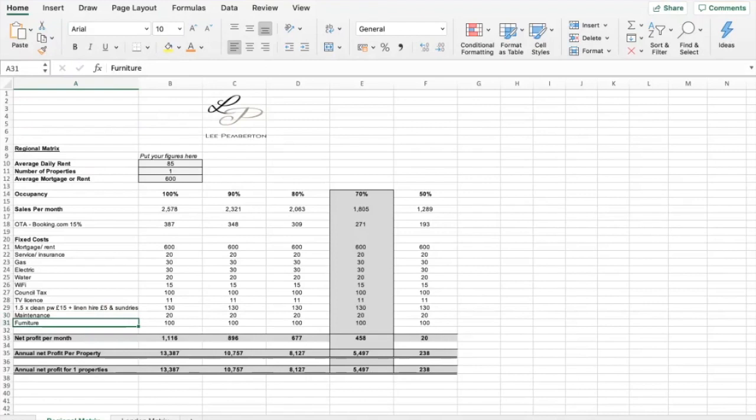So if we come back to our 70% occupancy level, you can see that we've got revenue coming in of £1,800. We've got all our costs coming out of here. This is giving us a net profit of £458 per month. To be honest, I'd be really happy with that. Outside of London, if my liability is £600 per month and I'm bringing in a profit of £458, I'd be really happy with that. That works really nicely for me.